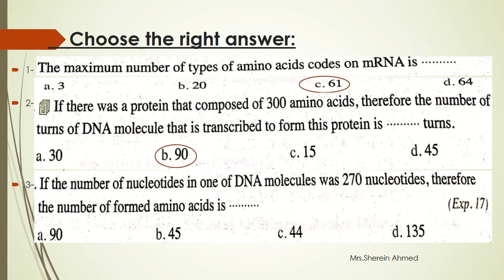Number 3, if the number of nucleotides in one of the DNA molecules, not strands, molecules, was 270 nucleotides. Therefore, the number of formed amino acids are, of course, we have 270 nucleotides, so we are going to divide them by 2. Then we count, there will be 44 because we have one stop codon.